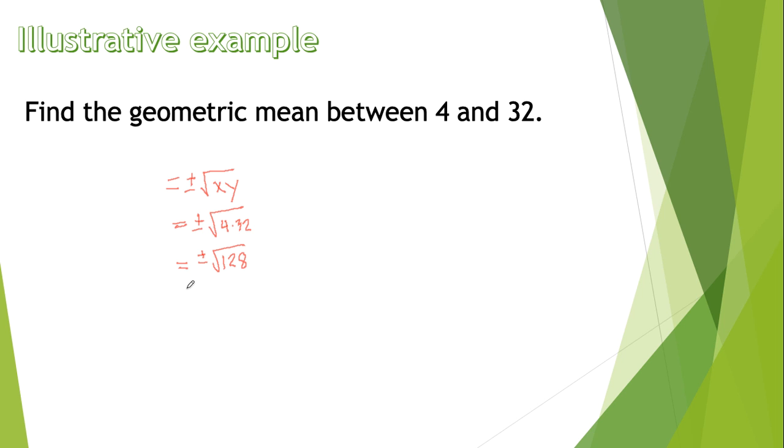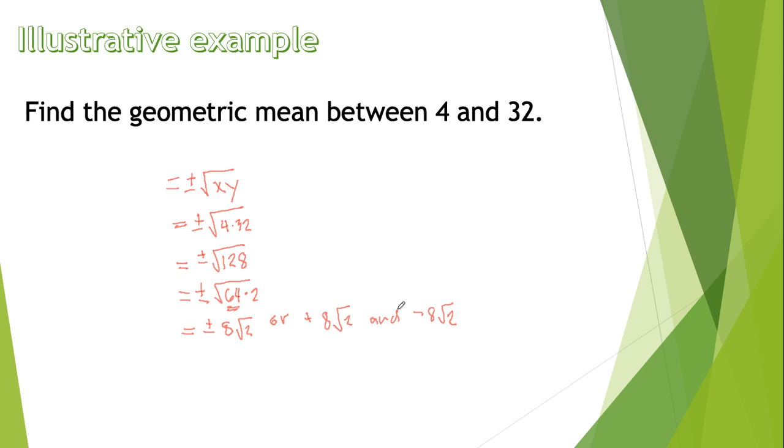Now since 128 is not a perfect square, we have to find the factors of 128, where one of the factors is a perfect square. Now what do you think are the factors? It is 64 and 2, where 64 is a perfect square of 8. Therefore, the geometric mean of 4 and 32 is positive, negative 8 times the square root of 2, or positive 8 times the square root of 2 and negative 8 times the square root of 2.